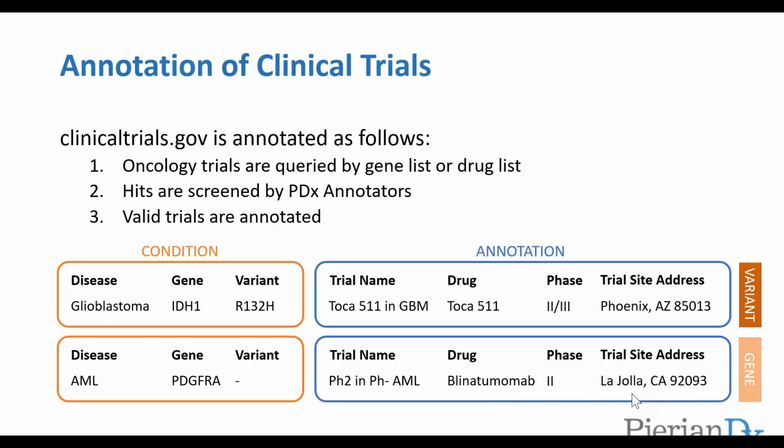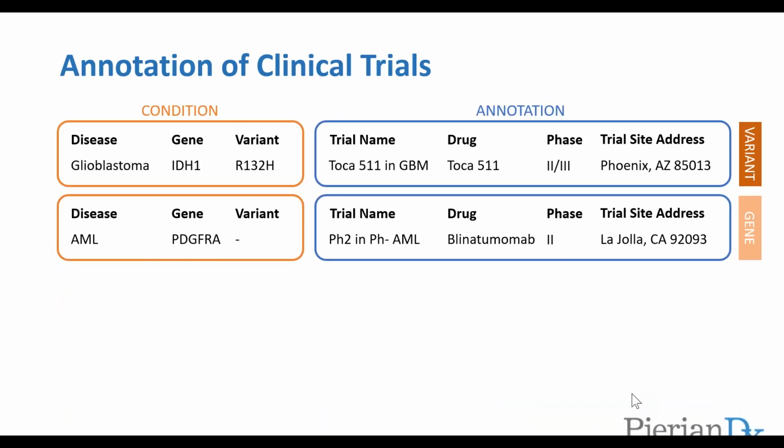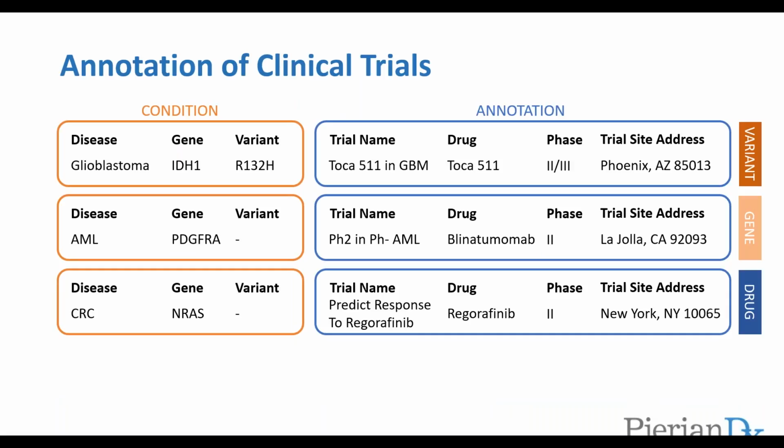So for trial annotations, we query again by our gene list or drug list. Trials that come back as hits here are screened by annotators, and then valid trials are annotated. Trials that are not enrolling currently are annotated but kept out separately and only added to the load in production when they are in fact enrolling. Enrollment begins, and it becomes an option for an oncologist potentially to put their patient on that trial.